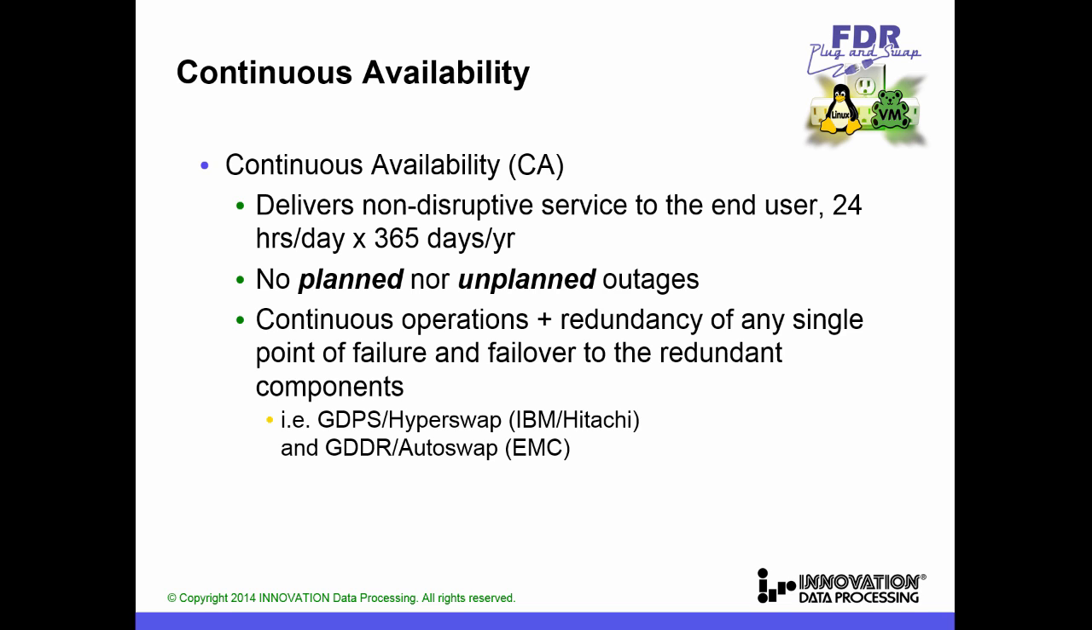For example, how many windows do Amazon.com or Google.com get? How many times are they down for an hour? Zero. So they have 0 RPO and RTO.